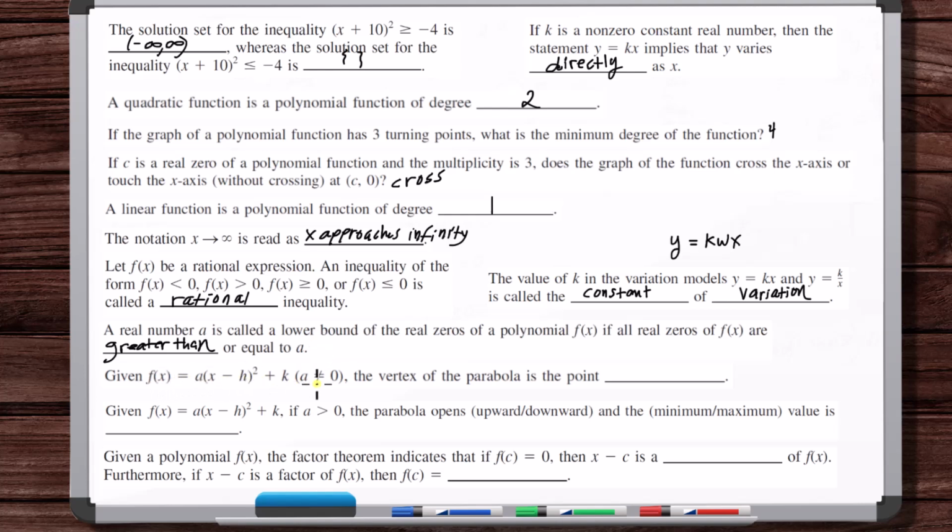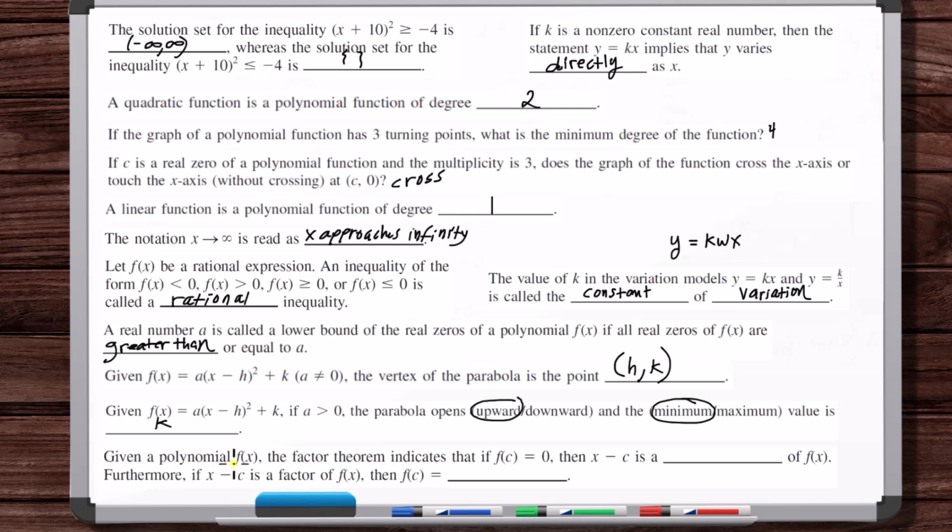Given f of x is equal to this here, this is the vertex form of a parabola or a quadratic equation. The vertex of the parabola is what point? Well, we know it's h, comma, k. Given this equation, if a is greater than 0, the parabola opens upward. If it opens upward, it's not going to have a maximum, but it's going to have a minimum value, which is going to be at the vertex, the y-coordinate of the vertex.